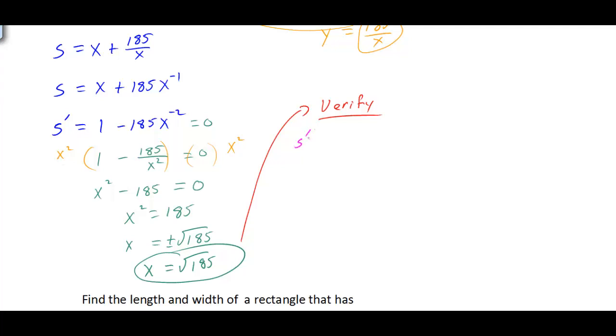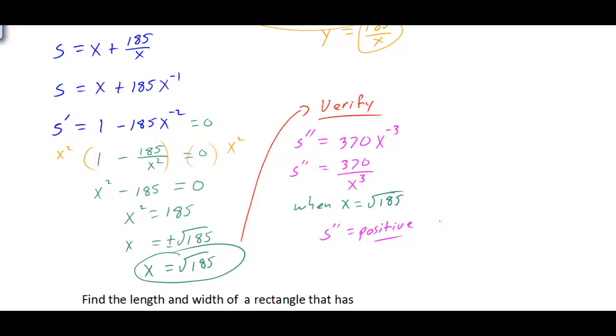So we're going to take S double prime. So the derivative of 1 over here would be 0, and then negative 2 times negative 185 is a positive 370x to the negative 3. So that means our second derivative would be 370 over x cubed. And keep in mind, we now want to look at this when x is equal to the square root of 185. Well, if you plug this in for x, you're going to get 370 over the square root of 185 cubed, and we know that the second derivative is going to be positive. And that's all that we're concerned with.